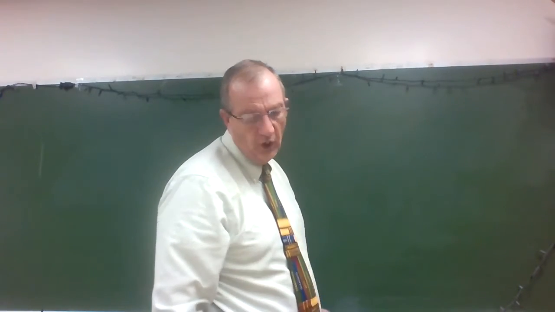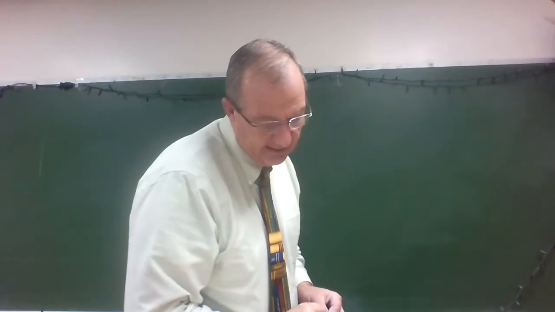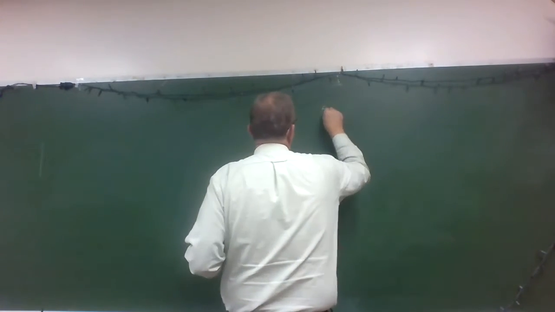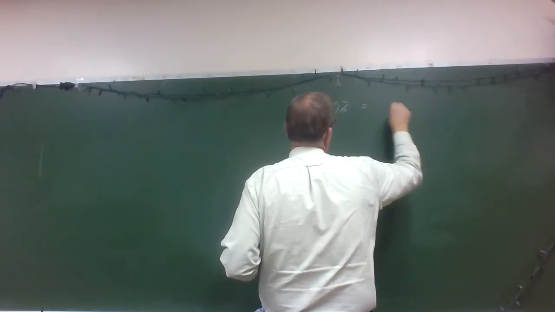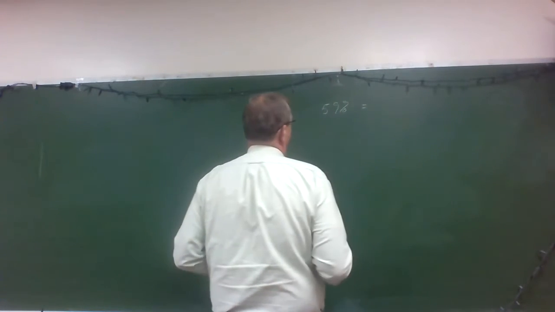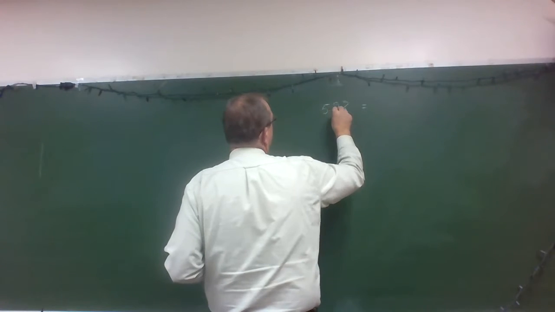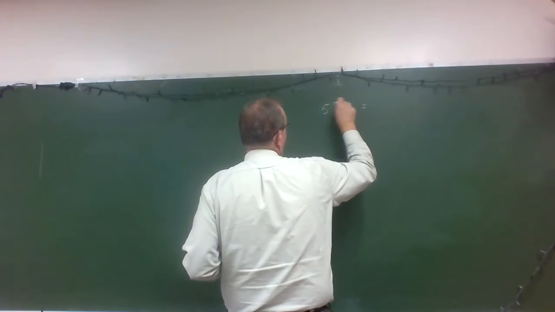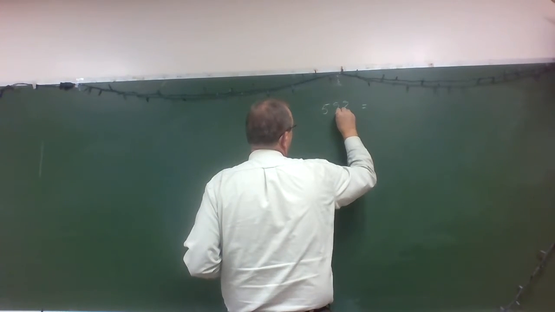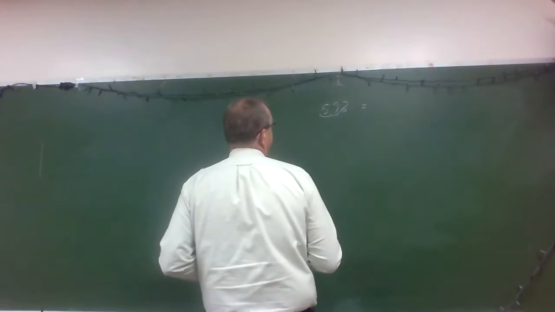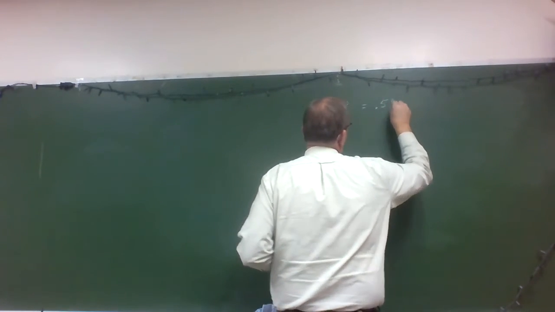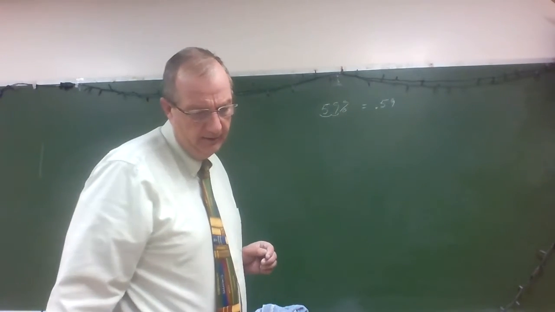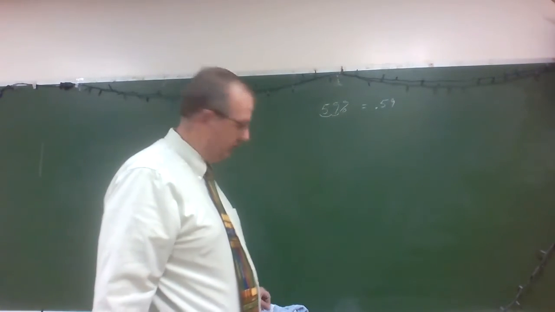Letter A, it says write the equivalent decimals. Okay, so you have 59%, and they want to know what the decimal is of that. So again, since you're going from percent to decimal, you're going to take the decimal place and move it 2 places to the left, and that's going to give you a 0.59. Okay, that's how you're going to work those.